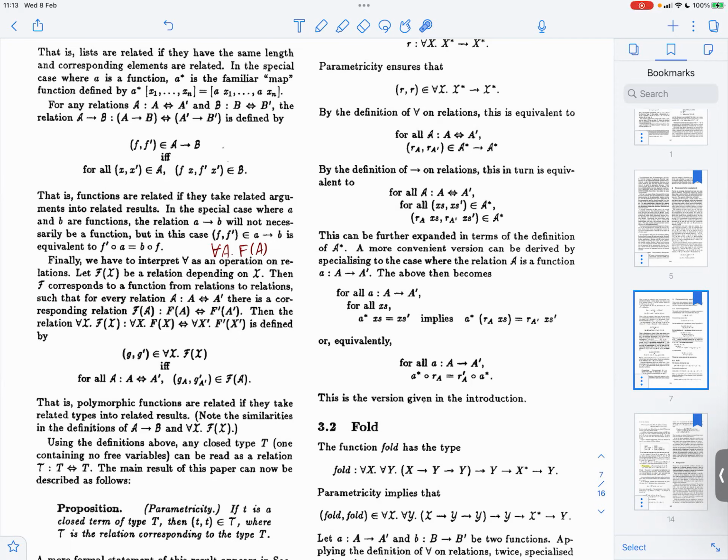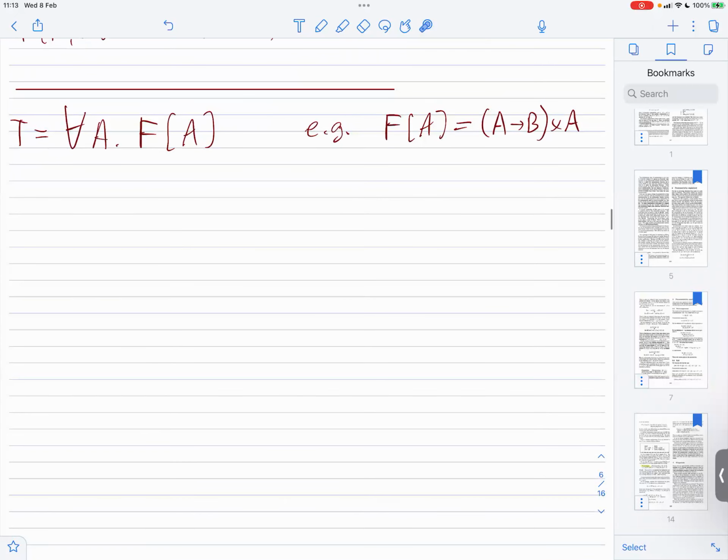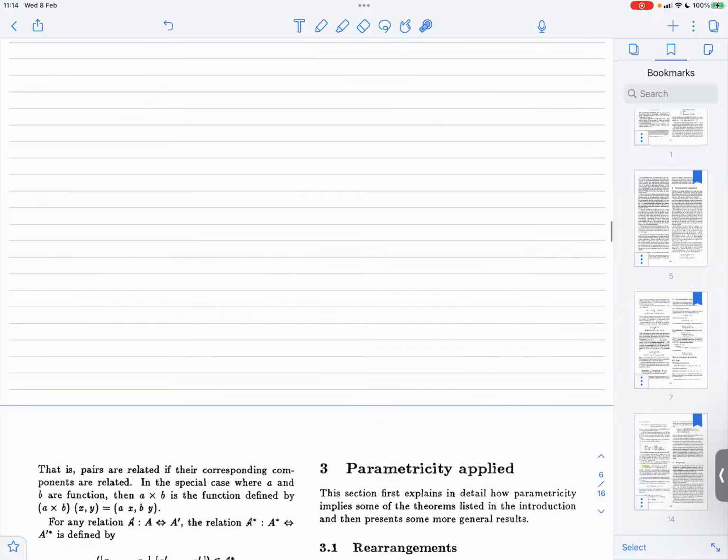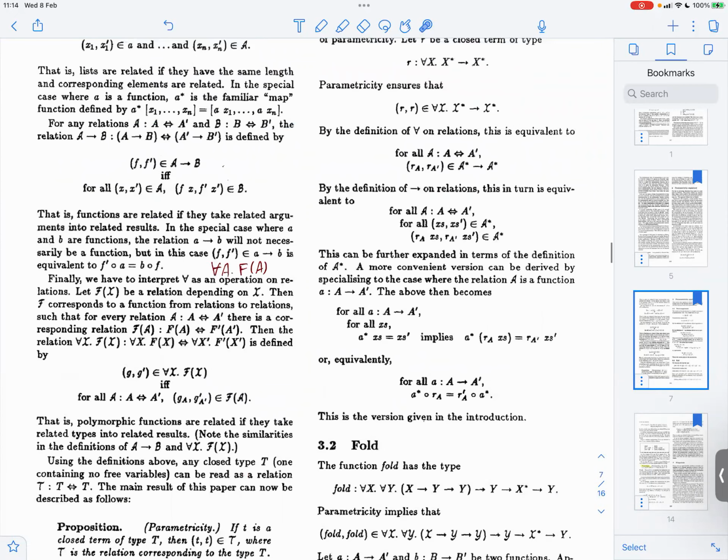How do you get from here, where you had a specific type expression like this, to a function from relations to relations? And then such that for every relation A, there is a corresponding relation f of A between f of A and f prime of A prime. Immediately another question, what is f prime? Where does that come from?